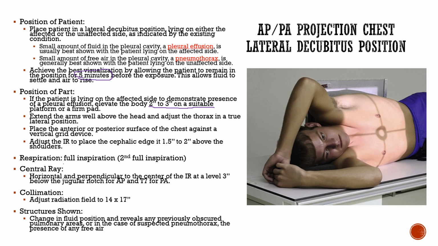We're going to still do full inspiration as we have for all chest radiography. And we're going to be at the level of 3 inches below the jugular notch when we're doing an AP projection. And we're going to center to T7, which is the inferior border of the scapula, for the PA projection, if we're doing PA. So in this case, we have an AP projection. We're going to look at a change in fluid position and reveal any previously obscured pulmonary areas, or in the case of a suspected pneumothorax, the presence of any free air.